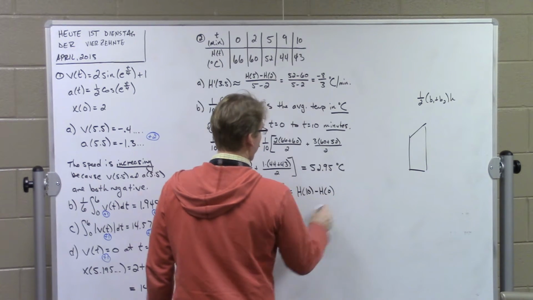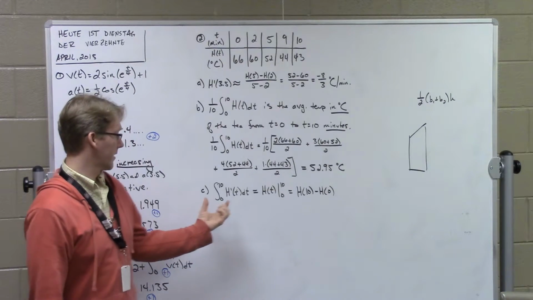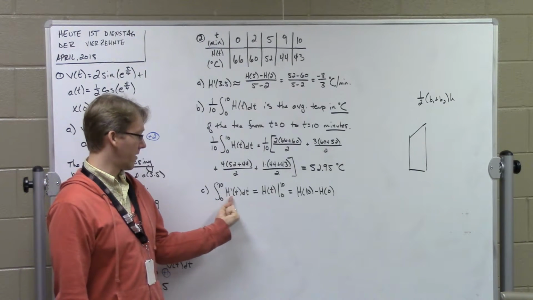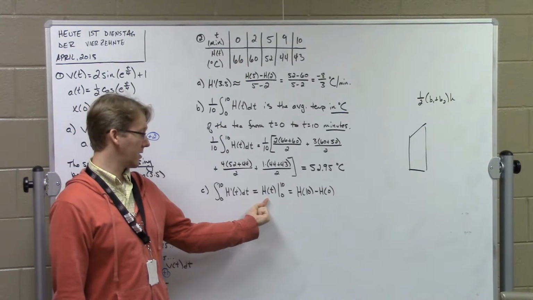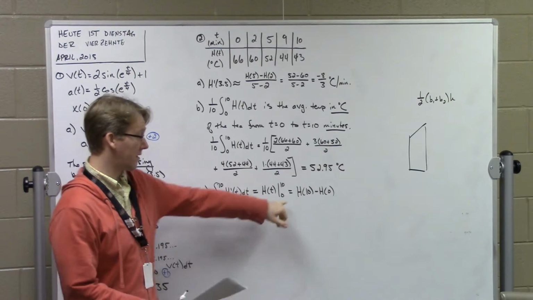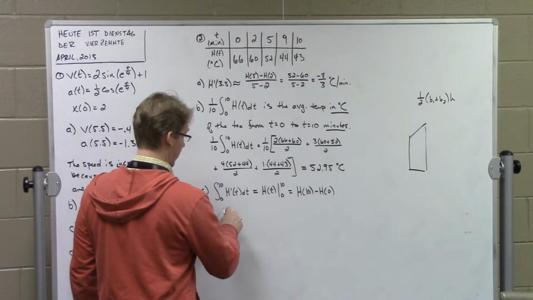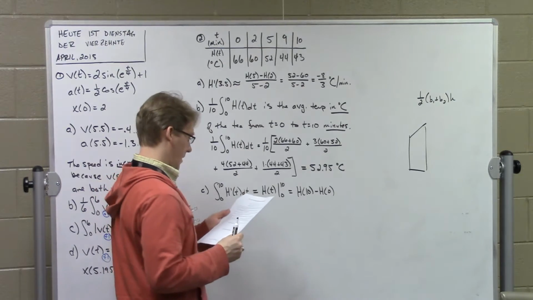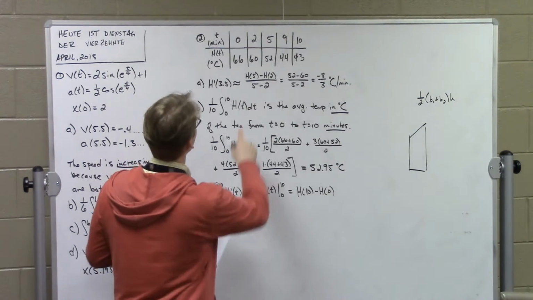This is the fundamental theorem of calculus, that the antiderivative of the derivative gets you right back to h, and then we're evaluating it from 0 to 10. So now I'm just gonna pull these numbers straight off of the chart. 43 minus 66.